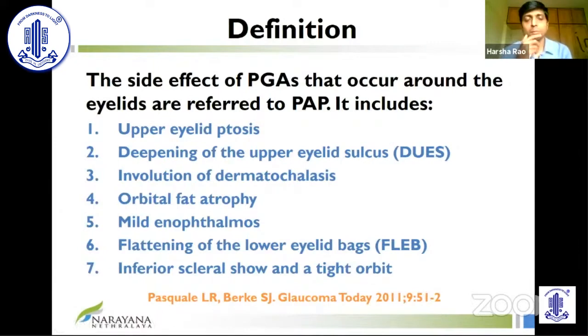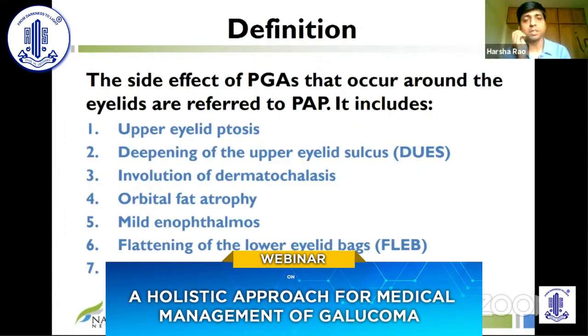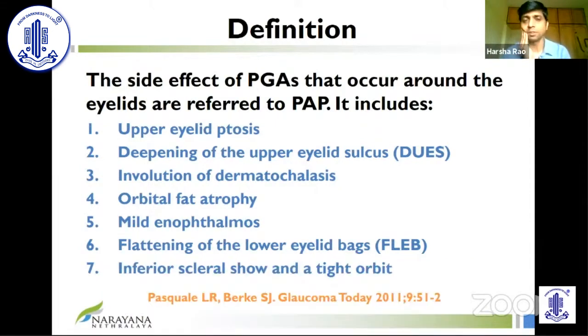Subsequently, as I said, a lot of people started noticing these side effects. This deepening of the upper eyelid sulcus is commonly called DUES. In addition to this, there were certain other changes seen in the eyelids and around the eye in patients on long-term prostaglandin analogs. Together, all these signs were put under the definition of PAP. So essentially, the definition of PAP is all the side effects of PGAs that occur around the eyelids. And these are the 7 signs of PAP.